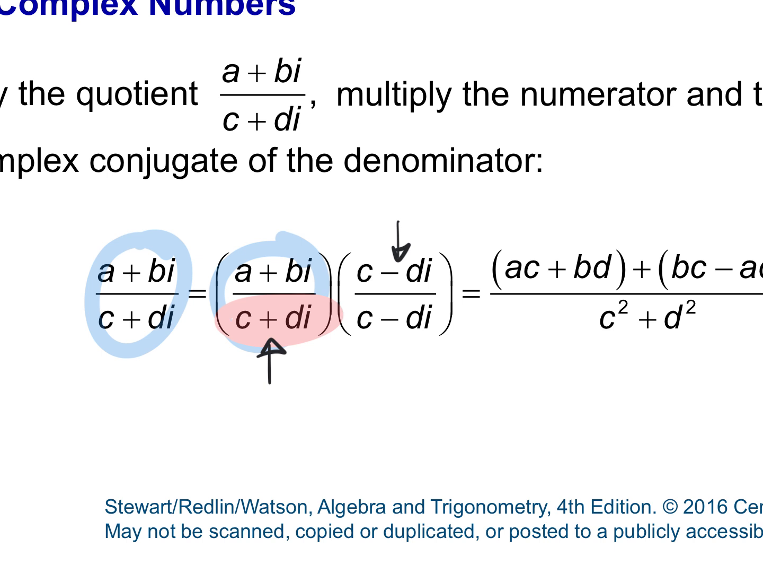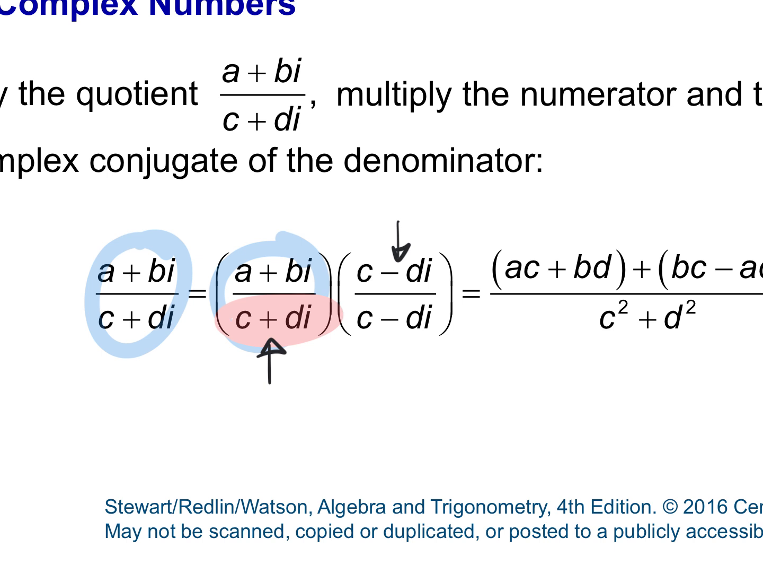We'd rather not have imaginary numbers in the denominator, but in the case that we do, we get rid of them by multiplying by the conjugate, which is just changing that positive di to negative di. If it's in standard form, that will always be the case. So it's important to put it in standard form in order to get the conjugate.